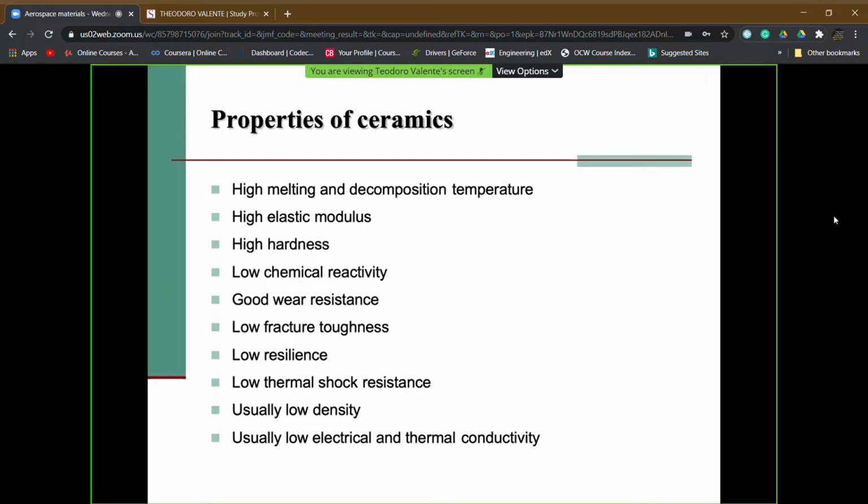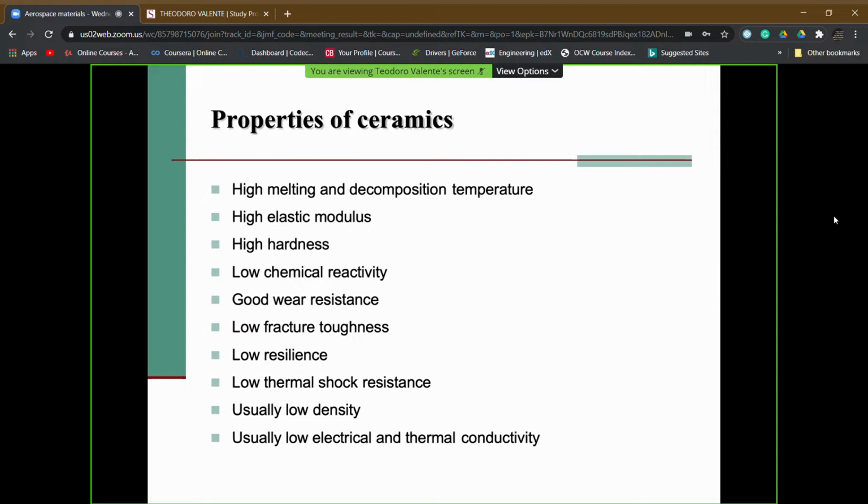This is the reason why we can say for sure that ceramic materials cannot undergo electrochemical corrosion. The question is, can they be subjected to high temperature corrosion? And here the answer is yes, but that depends on the working environment.